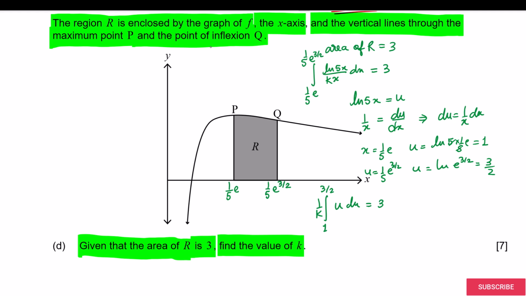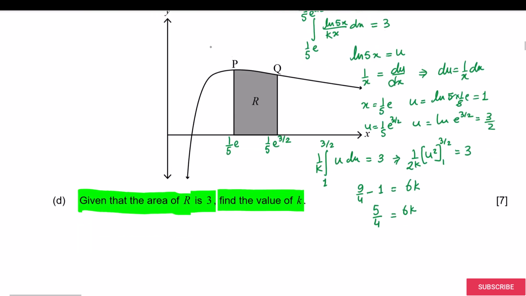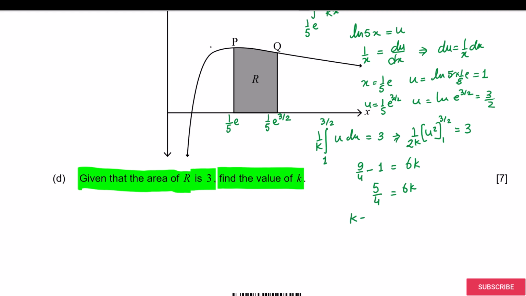Now the integration of u is 1 over 2 u squared, so I can write 1 over 2k u squared, and the limits 1 to 3 over 2 is given as 3. So from here we can write u squared, that is 9 over 4 minus 1, so it is 5 over 4, equals, cross multiply, this is 6k, so this becomes 5 over 4 equals 6k. So finally we got the k value as 5 over 6 times 4, that is 5 over 24. That's the value of k.